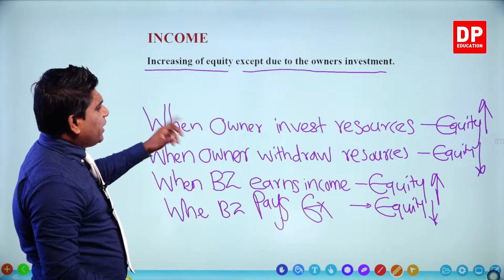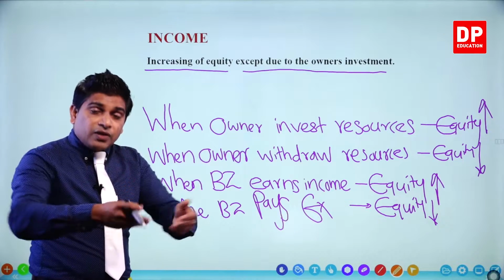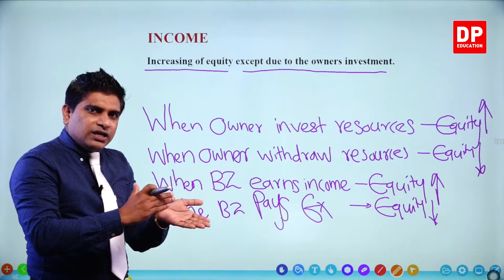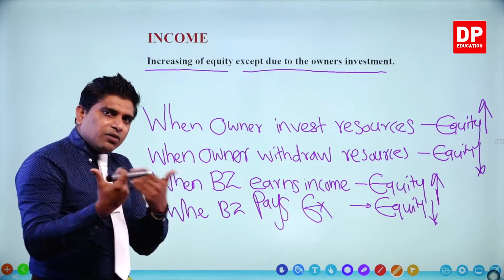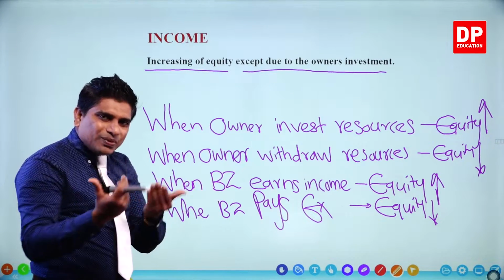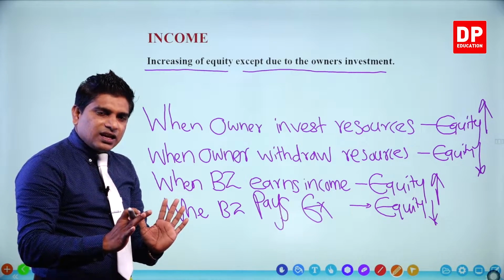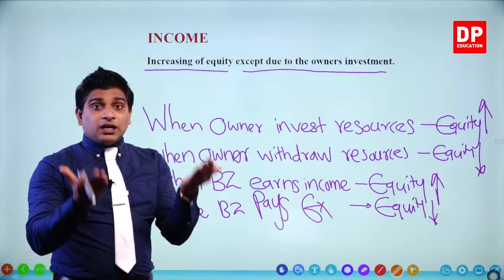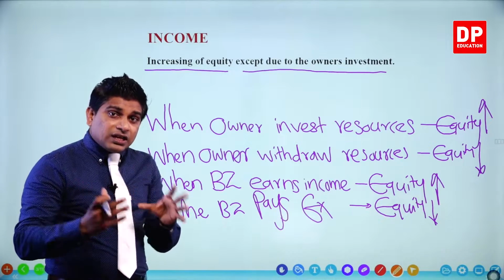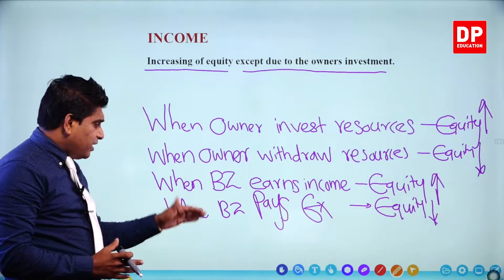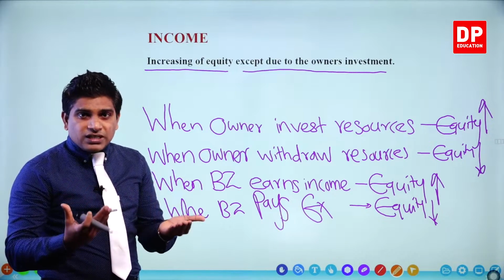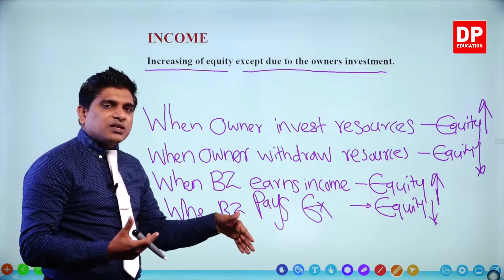When owner invests money, invests any other resources to the business, equity goes up. But the opposite is when the owner withdraws resources, he takes money, he withdraws other resources, motor vehicles and computers for personal use, equity decreases, right? The other one is when the business earns income, equity increases. Why? Business earns income, no? Then equity increases. The other way, business pays expenses, pays water bill, electricity bill, advertising, employee salary. These are the expenses. When the business pays expenses, equity decreases.